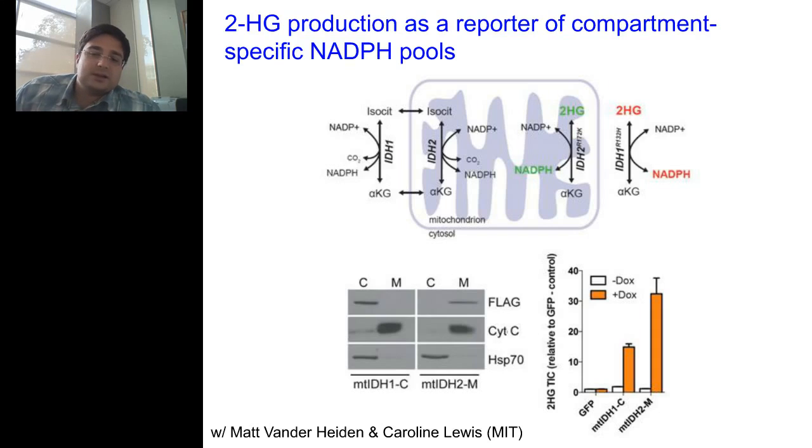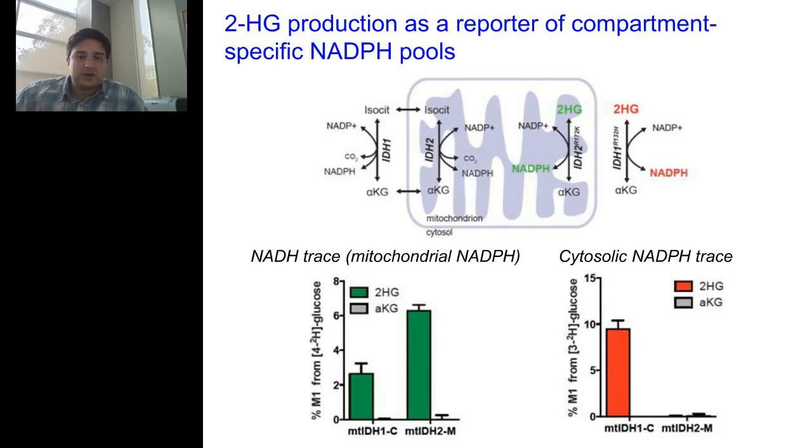And upon DOX addition, we see induced expression of 2-HG. One of the key points here is that this 2-HG acquires label from the mitochondrial or cytosolic NADPH pool. So it can be used as a readout of the isotopic labeling of mitochondrial or cytosolic NADPH downstream of a particular tracer. And in fact, this works fairly well.